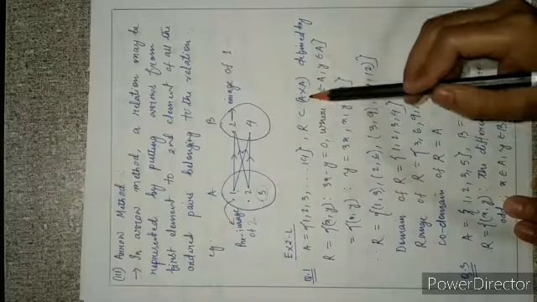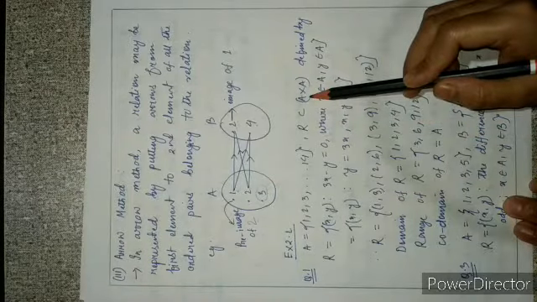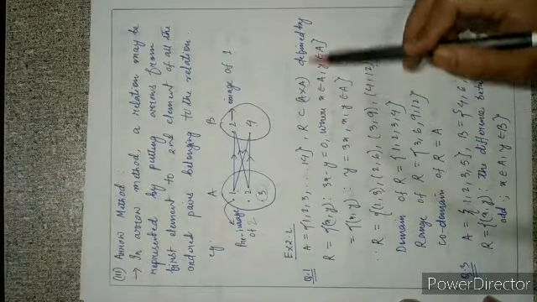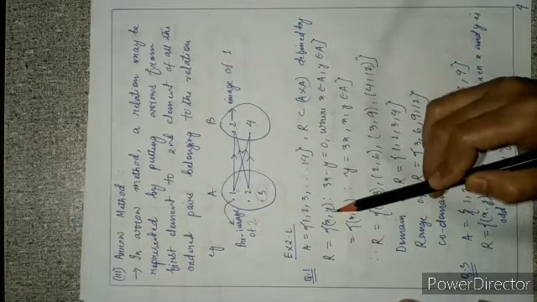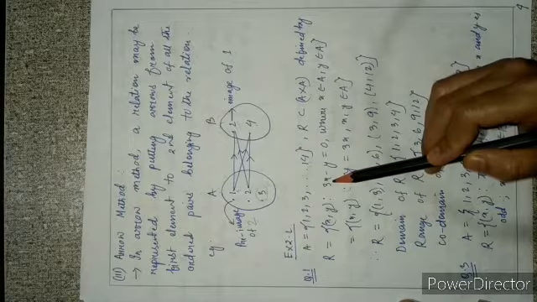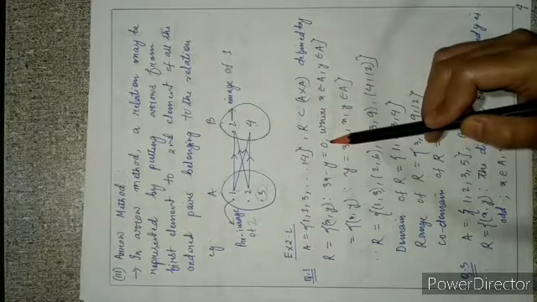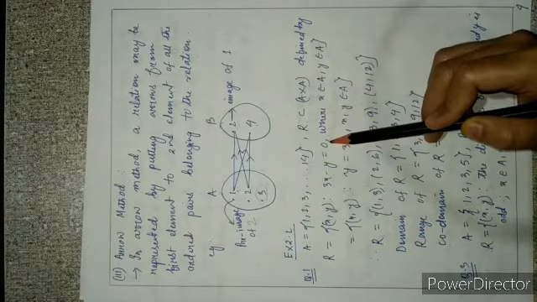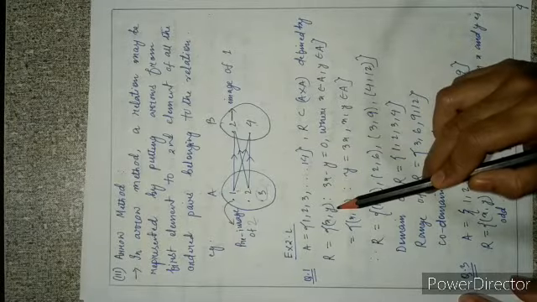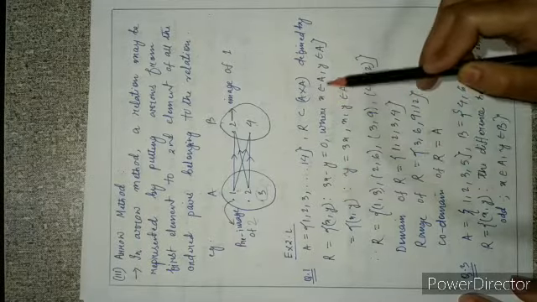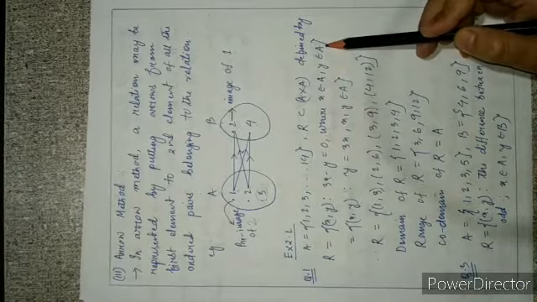R is a subset of A cross A. And this relation R is defined by R containing ordered pairs x, y such that 3x minus y is equal to 0, where x belongs to set A and y belongs to set A.